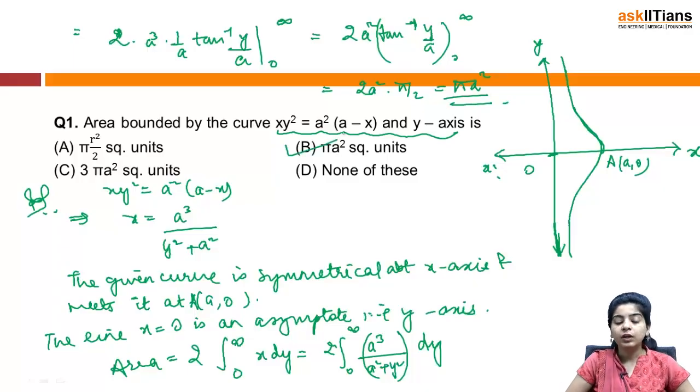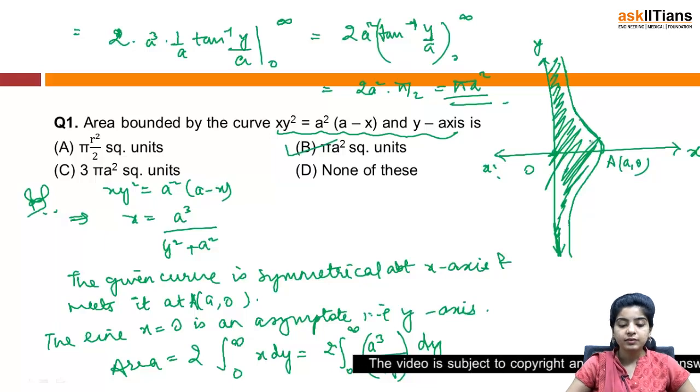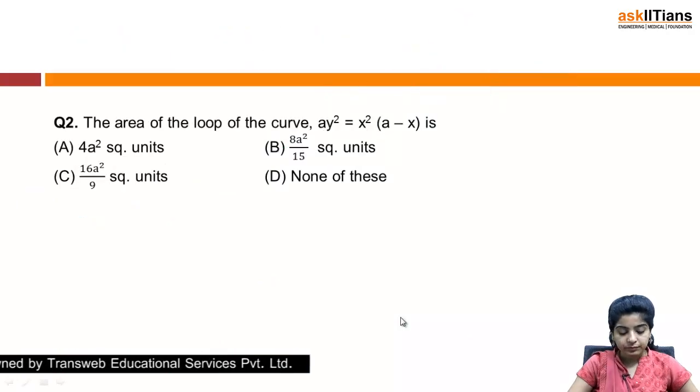So again, first of all, we have just rearranged the terms of the equation of the given curve. Then I tried to find out whether it is symmetrical or not. Then we found out that it is symmetrical about the x axis and the y axis is its asymptote, and further we found out the point where it intersects the x axis, and from that, once you are able to draw the figure, obviously the area that we were required to find out was this entire area. So we have taken twice of the integral from 0 to infinity of x dy because it is symmetrical about the x axis. So this question was quite simple, I suppose.